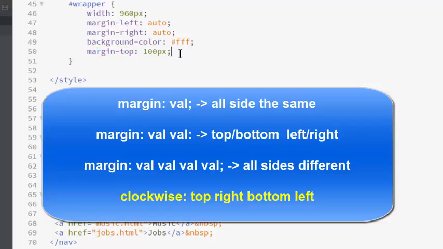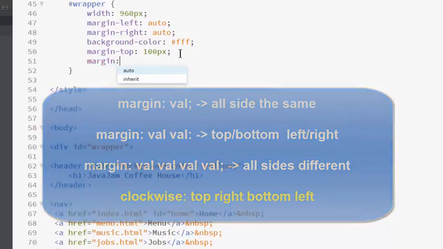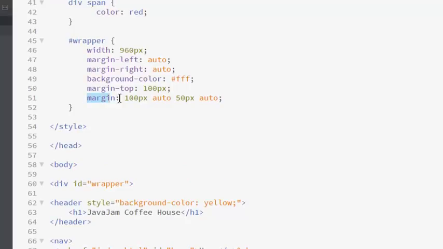There are several types of shorthands. The most common is for all 4 sides, and it goes in clockwise order. The top, which is 100 pixels, the right, which is auto, the bottom will just go 50 pixels, and the left, which is auto. This is the CSS margin property. This is the shorthand, or you can set the individual properties.